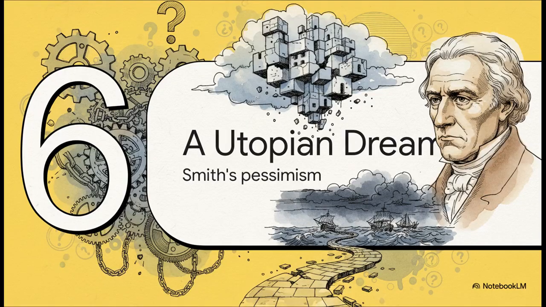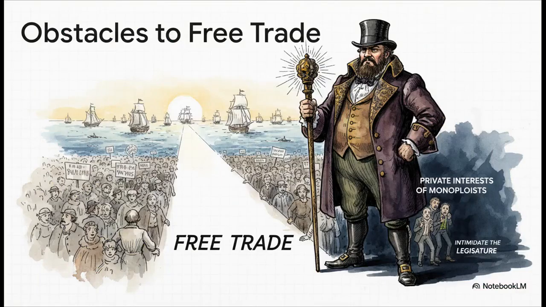This brings us to our final section, and it's kind of a sobering twist. After building this incredibly elegant and powerful case for free trade, Adam Smith basically admits that he's deeply pessimistic that it could ever really fully happen. So what stood in the way? He saw two huge roadblocks. First, just the general prejudices of the public. But the much bigger obstacle, he argued, was the private interests of the merchants and manufacturers themselves.